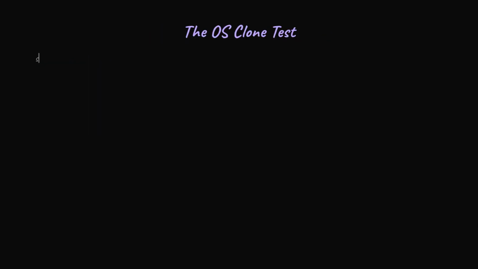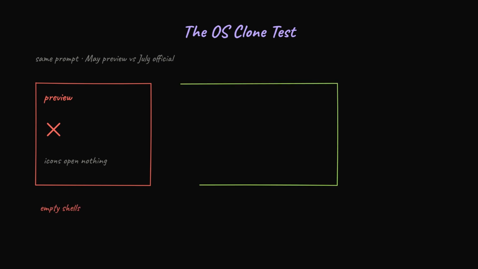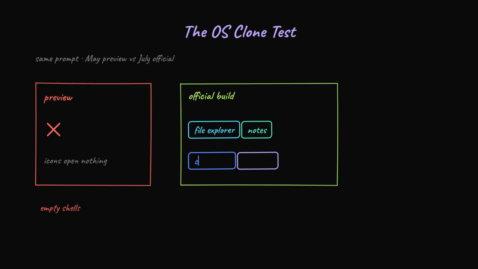Next, I asked it to clone a desktop operating system inside the browser. And this is where you really see how much the post-training changed things, because I ran this exact prompt on the preview model back in May, and I still have that output saved. The preview gave me a desktop with icons that open nothing. Empty shells. The official build gave me a working file explorer, a notes app, a functional calculator, a terminal, and a settings panel where you can actually switch accent colors.